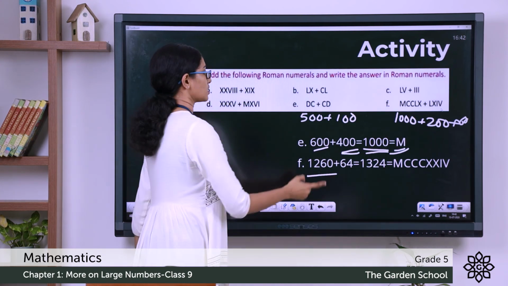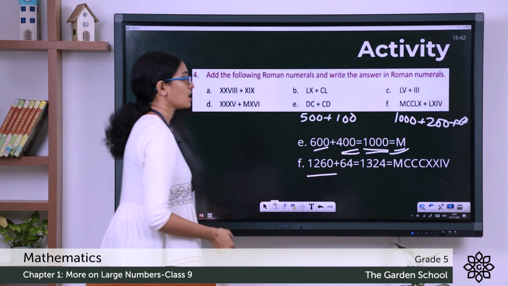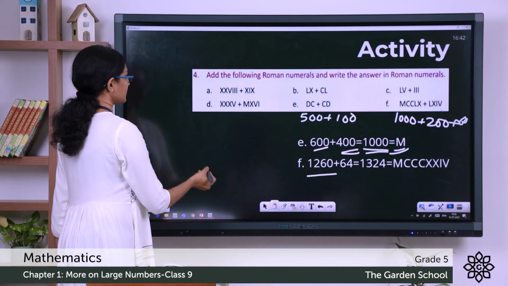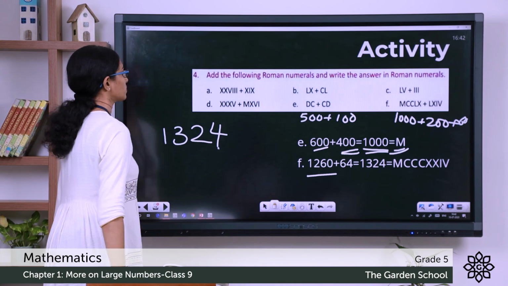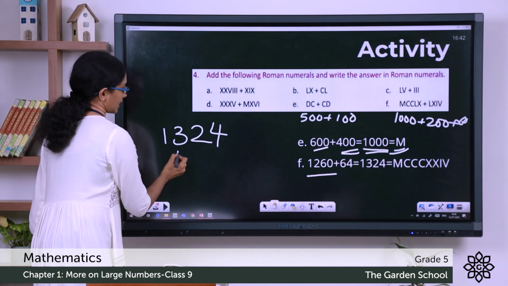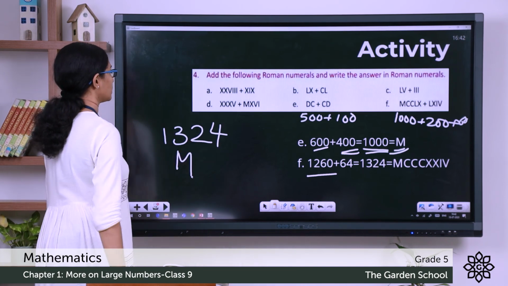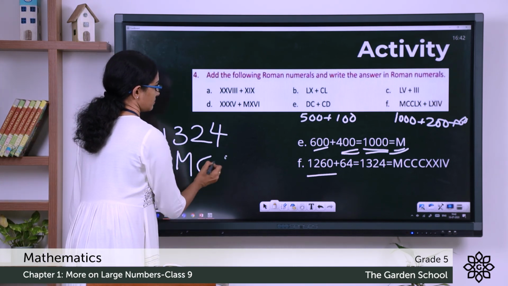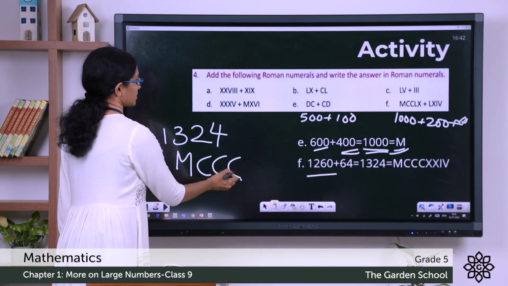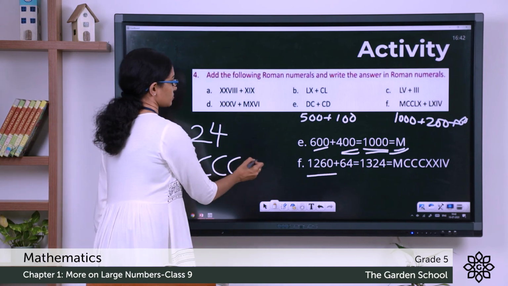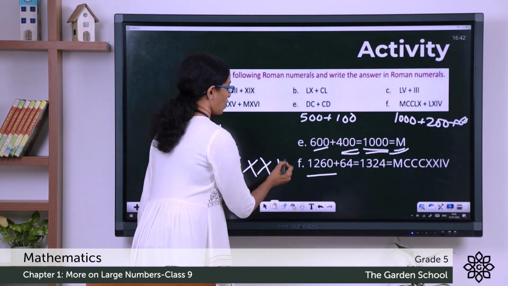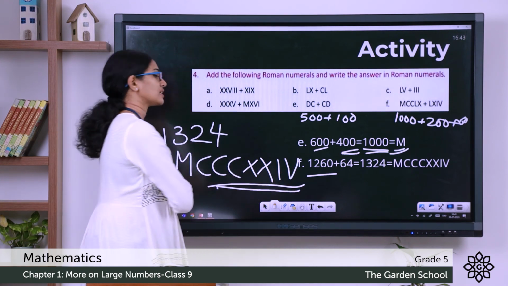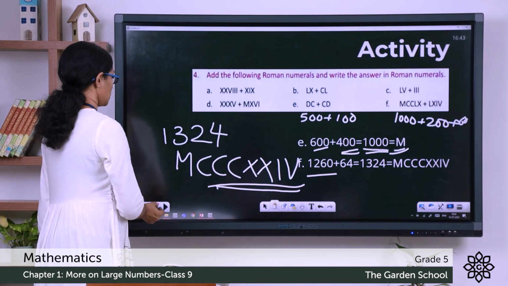So the answer is 1324. How do we write the Roman numeral for that? 1324. 1000 is M, then 300 is represented by 3 C's, 100 plus 100 plus 100. Then 20 is represented by 2 X's. Then you have to write the numeral for 4. So this is the answer to the last one.